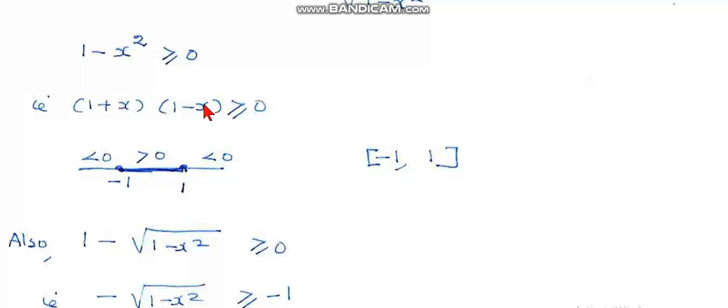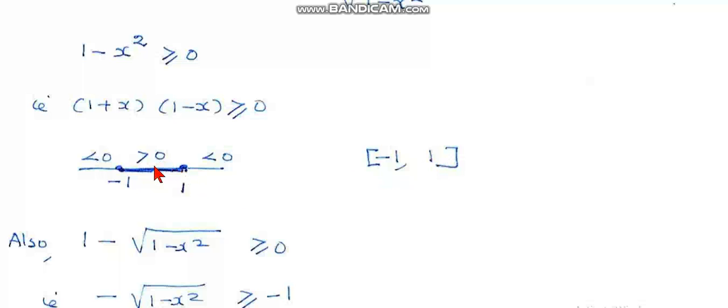1 plus x into 1 minus x must be greater than or equal to 0. That is, it must be positive. So it should lie in the interval minus 1 to plus 1. It can also be 0. So it can be from minus 1 to plus 1, both minus 1 and plus 1 included. So the solution for this inequality is the closed interval minus 1 to plus 1.